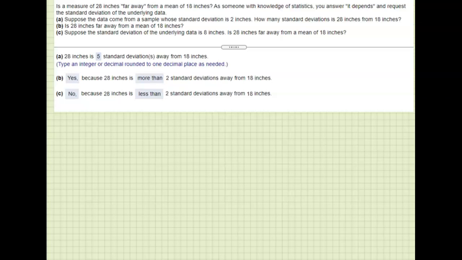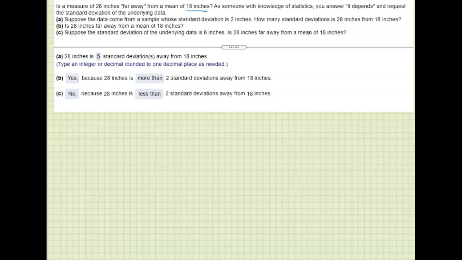All right, let's look at this problem. So this is number 10 on your homework, section 3.2. The question is, is a measure of 28 inches far from a mean of 18 inches? As someone with knowledge of statistics, your answer is, it depends, and you request the standard deviation for the underlying data.